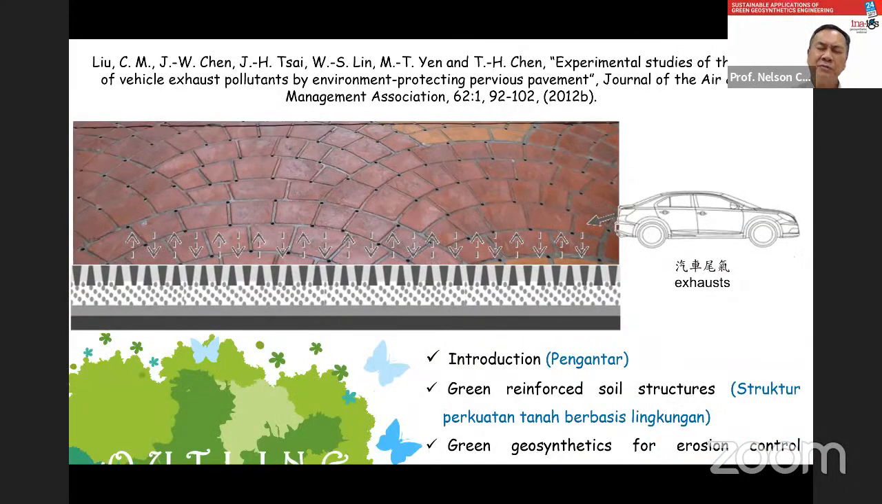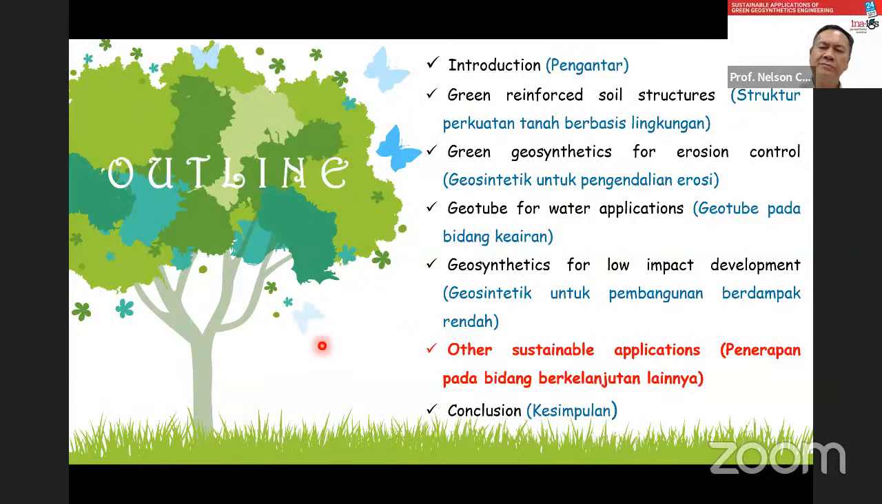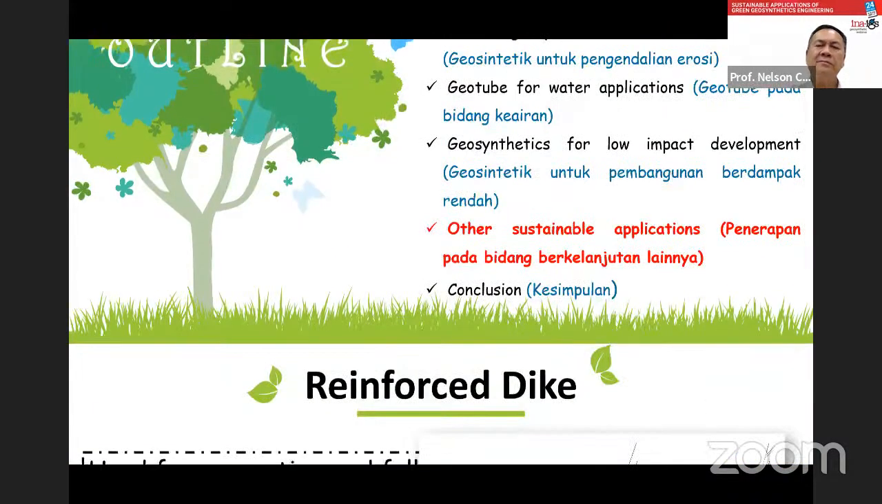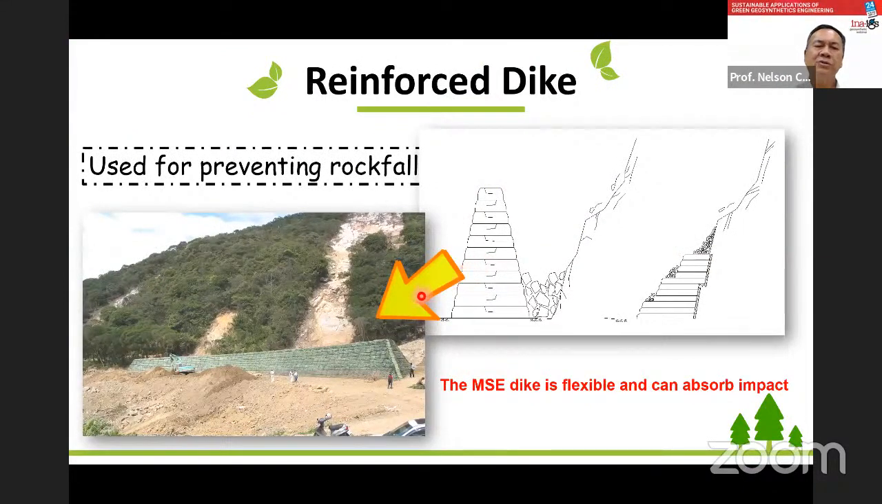Okay, I move to other sustainable applications. This is a reinforced dike used to prevent rockfall. The rockfall came from the mountain, and they hit this dike and stay in the ditch in front of the dike. Since the dike is reinforced but also very flexible, it can absorb the impact without damage. It's resilient. It's not as strong as a concrete structure, but it's flexible and can absorb the impact. So the surface may be damaged, but the structure itself is very strong.